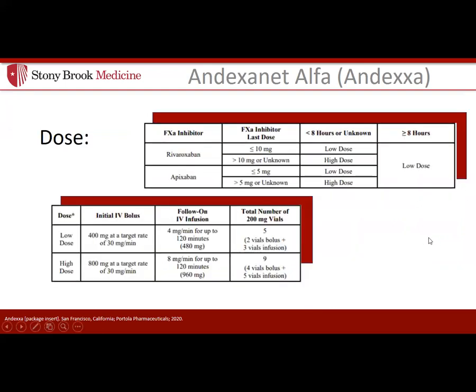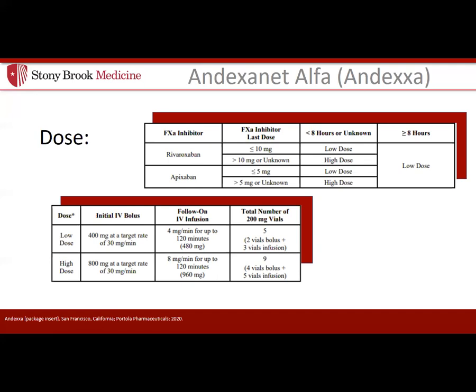In terms of how it's dosed, there are 3 things to consider. It depends on which anticoagulant they were on, the dose that they were on, and how long ago their last dose was before the bleeding episode happened. Regardless of drug, if it's been more than 8 hours, they're going to get the low dose. Whether they get the high dose is going to depend on the dose and the medication. For rivaroxaban, the cutoff is 10 milligrams. So if they're taking less than 10 milligrams, they're going to get the low dose if it's been less than 8 hours.